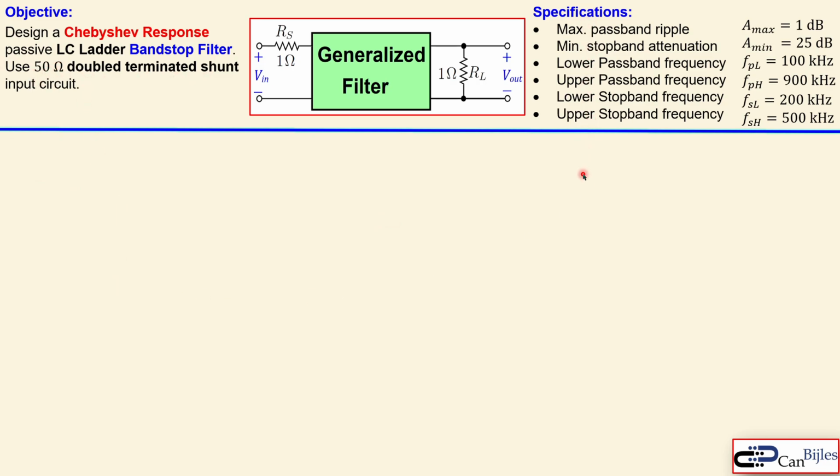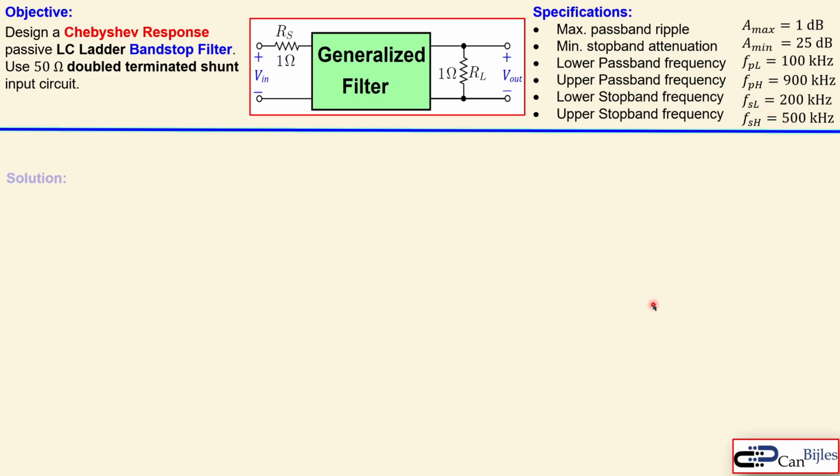The specifications for this bandstop filter design are the maximum passband ripple A max of 1 dB. That means for the Chebyshev response, the ripple table where we need to look is also 1 dB. The minimum stopband attenuation is 25 dB, and the lower passband frequency must be 100 kHz. The upper passband frequency must be 900 kHz, and the lower and upper stopband frequencies are given as 200 kHz and 500 kHz.